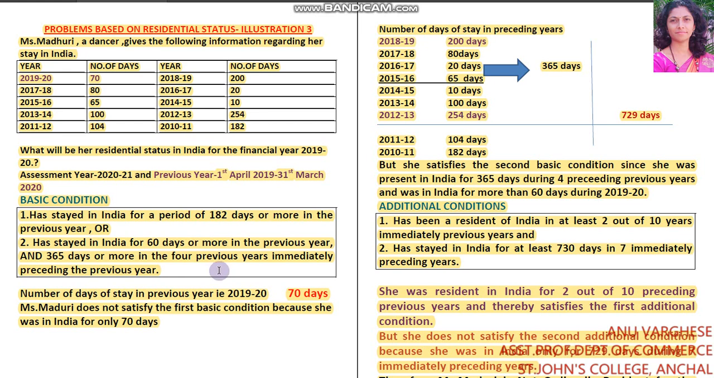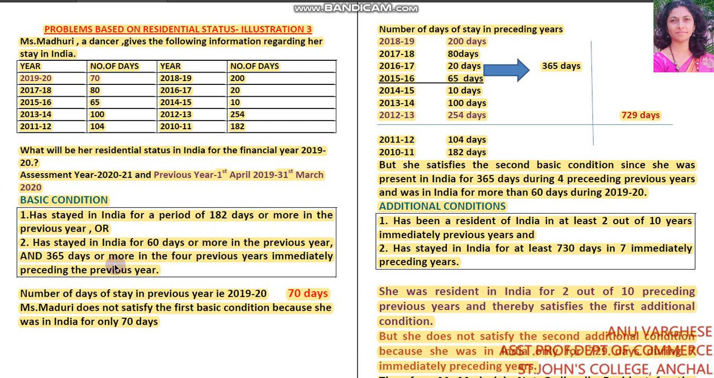Whether Madhuri is satisfying any one of the basic conditions. So let us check whether she is satisfying first basic condition. What is the first basic condition? Has stayed in India for a period of 182 days or more in the previous year. Check the previous year and number of days of stay. 2019-20 days of stay is 70 days. So she is not satisfying the first basic condition.